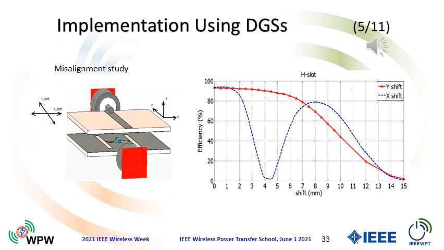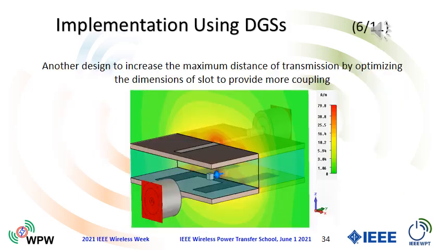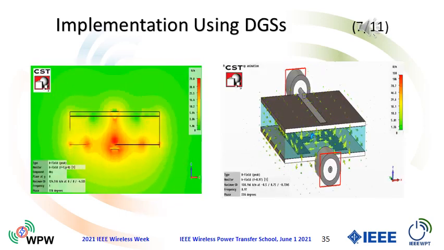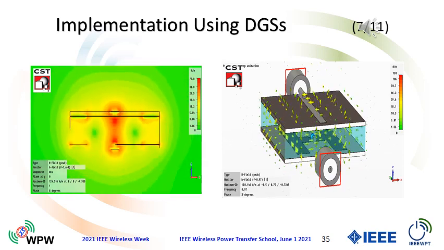The misalignment shift of the receiver in X and Y directions with respect to the transmitter has been investigated. Perfect face-to-face orientation leads to the highest efficiency. The shift in the X direction affects the efficiency more strongly than the shift in the Y direction. The width of the slot can be optimized to provide more coupling and hence more efficiency. The distribution and the orientation of the electric field is shown in this slide.